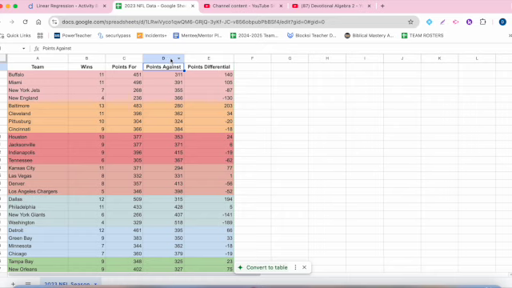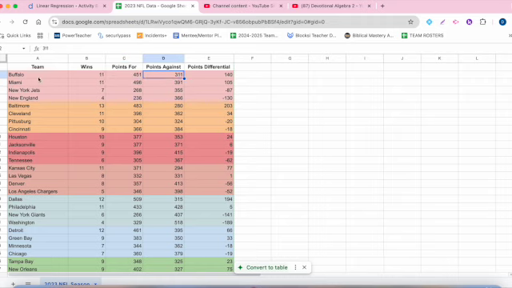Column D is points against. That's how many points their opponents scored against them. So that's measuring their defense. And then this column E is points differential. For those of you who don't know what that means, in math, difference means subtract, right? So this is simply taking the points for and subtracting points against.